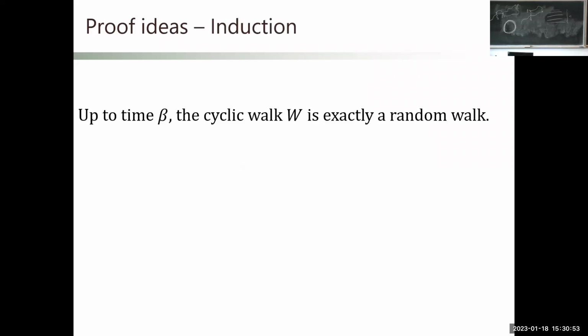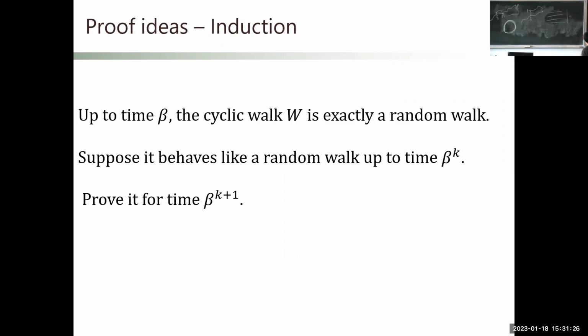Okay, so let's try to do this induction. The induction base is very easy, because we know that the cyclic walk up to time beta is just a simple random walk, because it's just the first particle, just the particle starting from the origin. So up to time beta, it's exactly random. Of course, I didn't tell you what it means to behave like a random walk. And of course, you have a series of inductive assumptions that you want to prove. But let's not get into that right now.